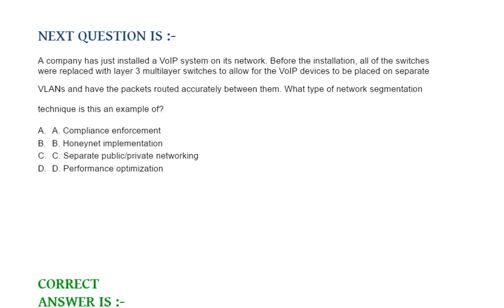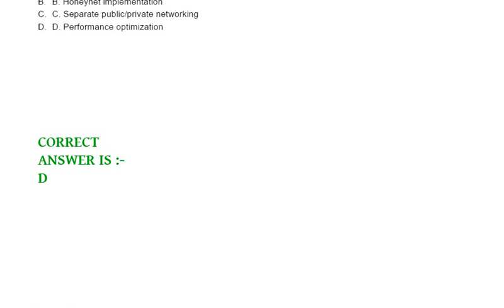Option A, compliance enforcement. Option B, HoneyNet implementation. Option C, separate public-private networking. Option D, performance optimization. Correct answer is option D.